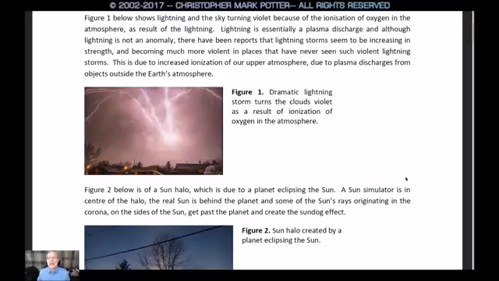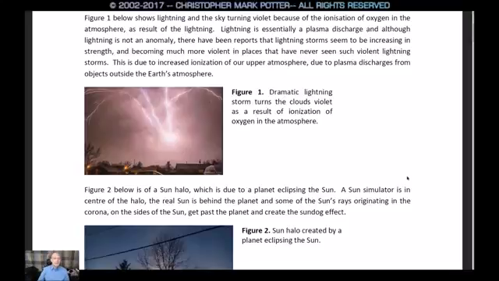Lightning is essentially a plasma discharge. Plasma. I just love that word. Plasma. Like pulsar and power. Okay, lightning is essentially a plasma discharge, and although lightning is not an anomaly, there have been reports that lightning storms seem to be increasing in strength and become much more violent in places that have never seen such violent lightning storms. This is due to increased ionization of our upper atmosphere due to plasma charges from outside objects from the Earth's atmosphere. Figure 1, dramatic lightning storm, turns the clouds violet as a result of ionization of oxygen in the atmosphere.